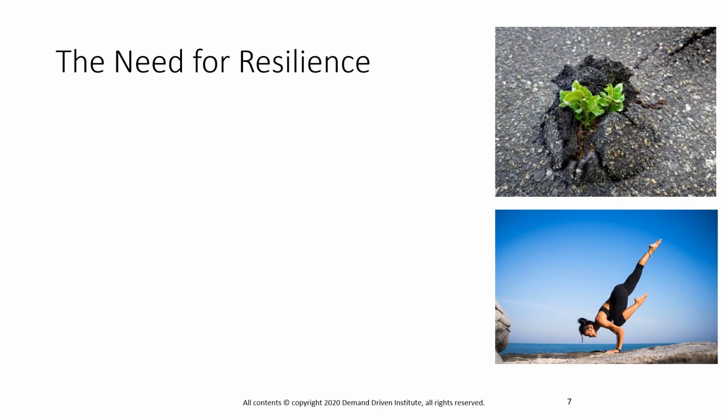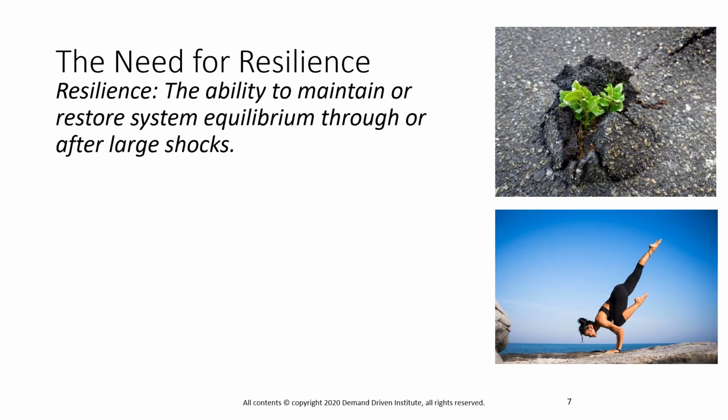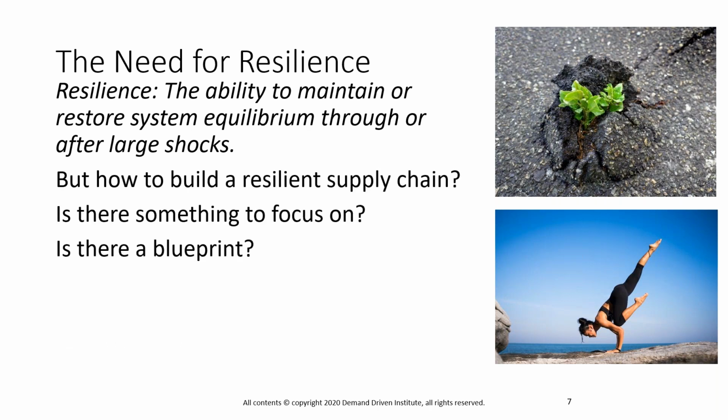So we need to have tools that allow us to manage this kind of thing and do it with a goal of resilience. So what is resilience? It's the ability to maintain or restore system equilibrium through or after large shocks. And companies today are really being schooled on this idea of resilience because the world dramatically changed in the last year. But the question has got to be, how do I do that? Is it magic? Are some companies just lucky? Or is there really a methodology? Is there a blueprint? Can I follow a well-established pathway that will allow my company to build a supply chain that's both robust and resilient?